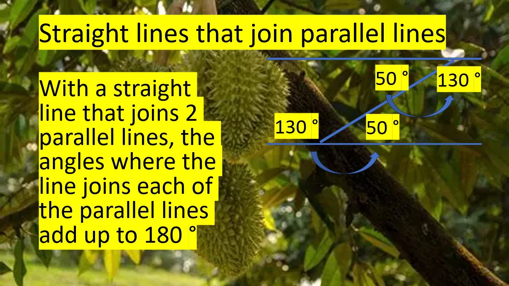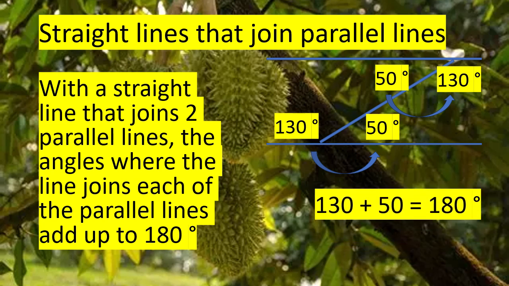Now, what if you have a straight line that joins two parallel lines or more? Because you can have more than two parallel lines. So with a straight line that joins two parallel lines, the angles where the line joins each of the parallel lines add up to 180. We kind of already know that angles on a line add up to 180. So the bottom one, 130 plus 50 equals 180, and the top one, 50 plus 130 equals 180.